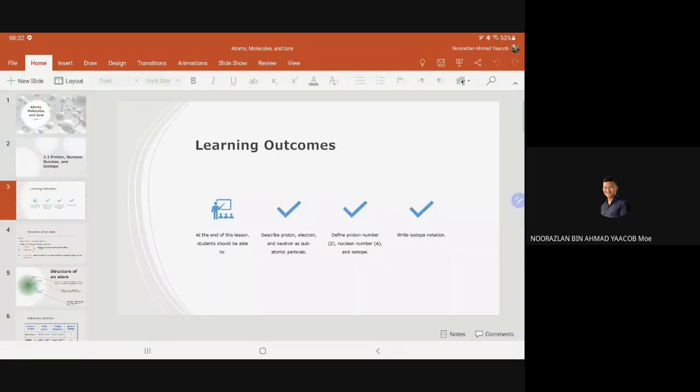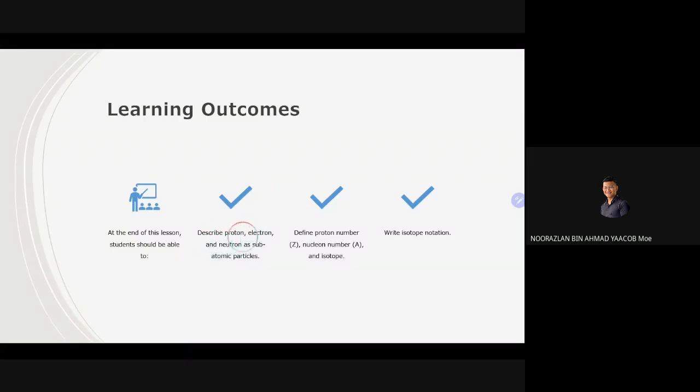So the learning outcomes for this subchapter: at the end of this lesson, you should be able to describe proton, neutron, and electron as subatomic particles. You should be able to define proton number Z, nuclear number A, and isotope. You should be able to write isotope notation. And you should be able to calculate the numbers of proton, electron, dan neutron juga, as well as charges that might be present on a species.